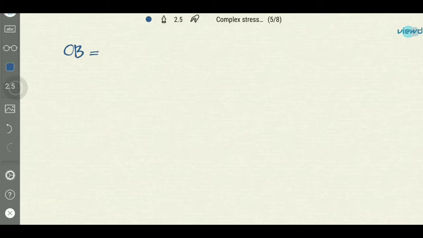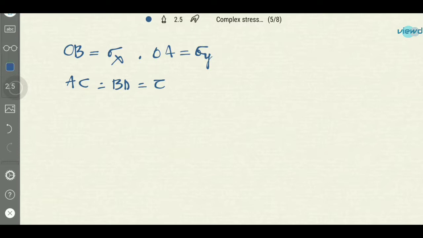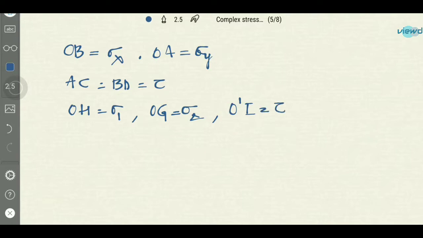OB is equal to sigma x. First we have plotted this, and next OA is equal to sigma y, and AC is equal to BD, which is equal to tau. We have plotted from these points A and B this value of shear stress, and sigma 1 will be OH, which is equal to sigma 1, and sigma 2 will be OG, which is sigma 2, and maximum shear stress will be O dash I, which is tau max.